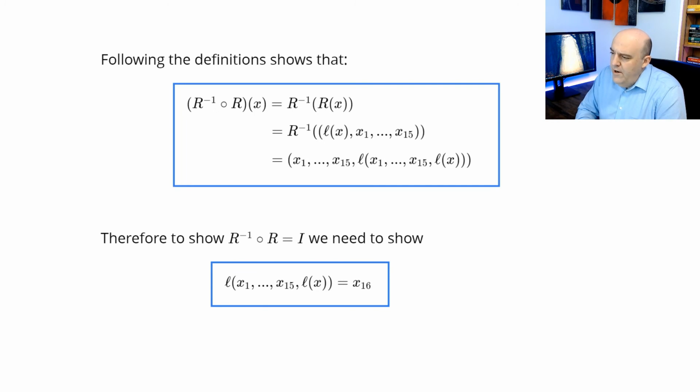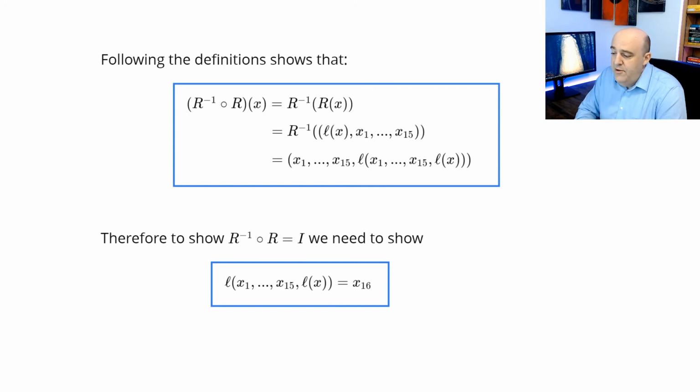So why don't we just run through the details of seeing why that's true. Let's unravel the definitions here. R inverse composed with R acting at X, just by definition, is R inverse evaluated at R of X. The definition of R of X there is (L(X), X1, up to X15). And how does R inverse act on that vector? Well, it shifts everything over to get X1 to X15 at the front. And then here's where the expression looks a little bit weird. We have to evaluate L at the vector X1 up to X15, and then the last position is L of X.